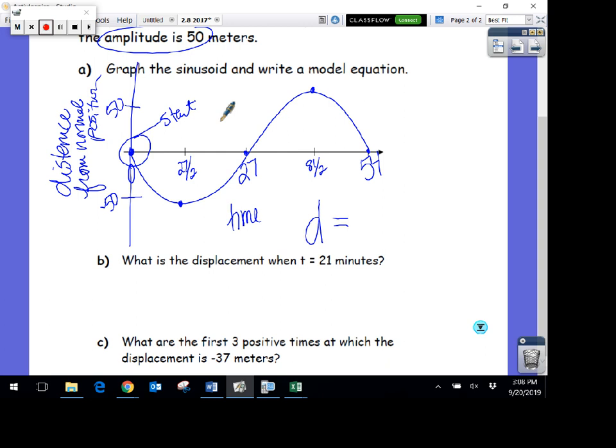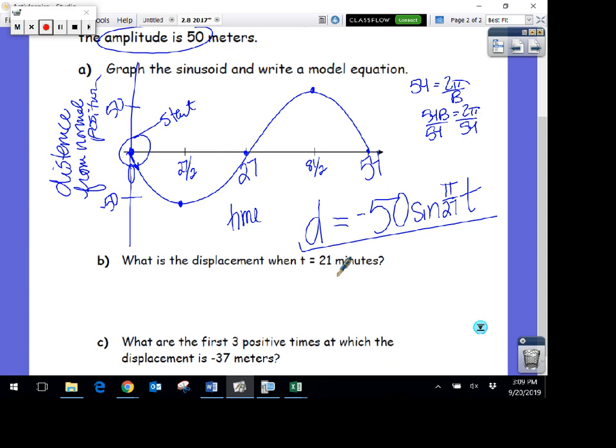So because I decided to start in the middle, that's a sine. It went down, so that's a negative sign. So negative 50 sine. I know my period is 54 equals 2 pi over b. Again, a lot of you are really good at this point. You know what to do. If not, 54b equals 2 pi. Divide by 54, and we get pi over 27. And then c was 0, d was 0, so just t. So there's your equation.